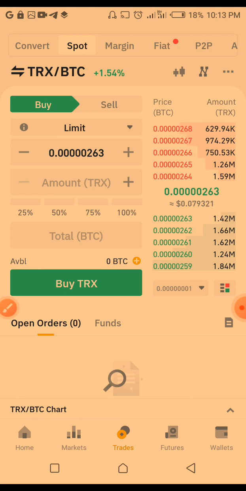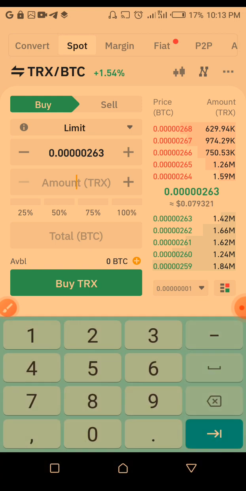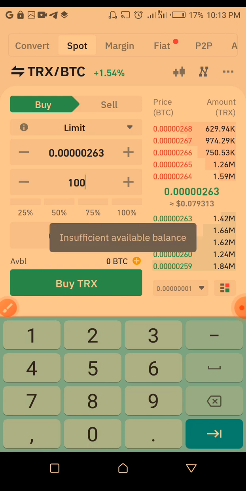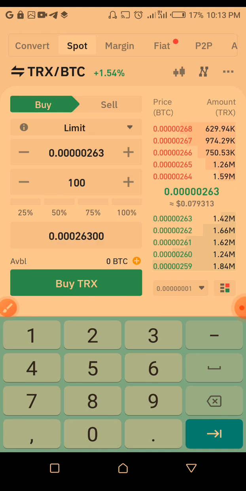As you can see on my screen here, we have TRS/BTC. If you have BTC and you want to buy TRS, you can use BTC to buy TRS on this pair. By entering the number of TRS you want to purchase, let's say 100 TRS, it will automatically show you the amount of BTC you are going to spend to get 100 TRS.